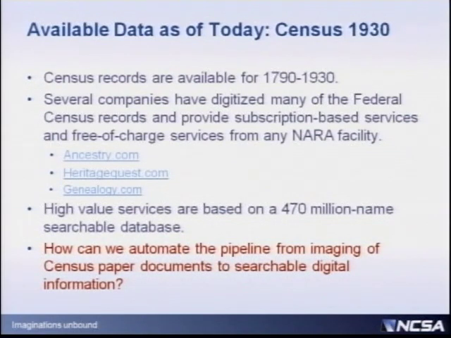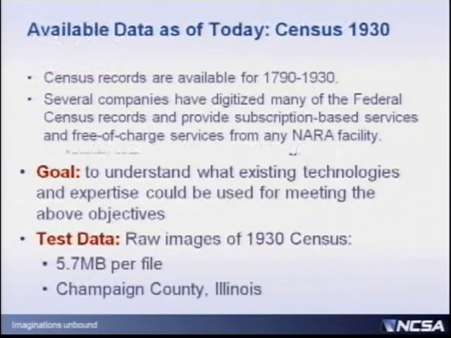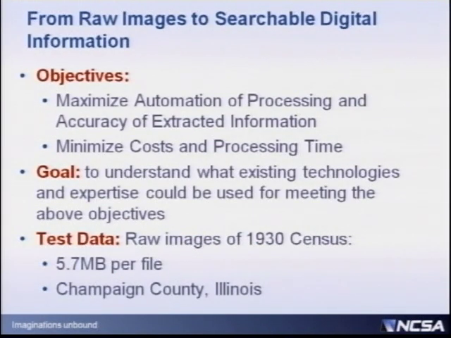So our question is, how can we automate the pipeline from imaging of census paper documents, or actually now they are microfilms, to searchable digital information? If you think about what you would like to do if you were given this task, you would like to maximize the automation of processing and accuracy of all the extracted information and minimize your cost and processing time. And our goal is really to understand what existing technologies and expertise could be used for meeting these objectives.